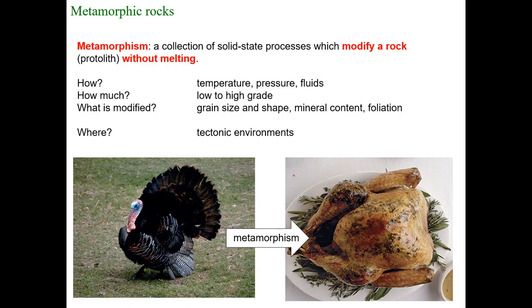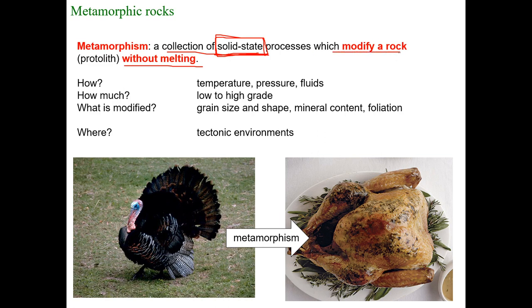So metamorphic rocks are rocks that have undergone a collection of solid state processes. The word solid state just means that the changes have occurred in the physical solid state. It hasn't melted, okay? Once you melt a rock, you are talking about an igneous rock. So once melting occurs, then you're in the igneous category. But these are rocks that have undergone really dramatic changes in the solid state, okay?